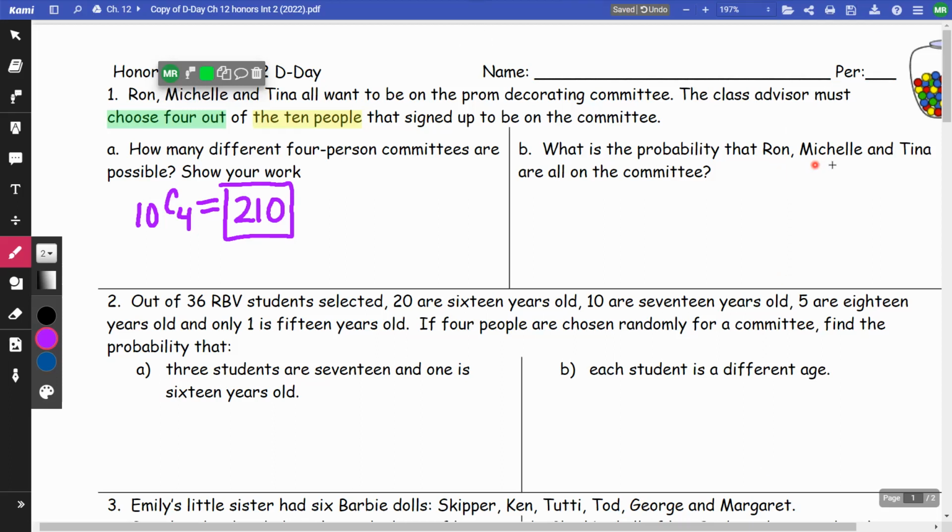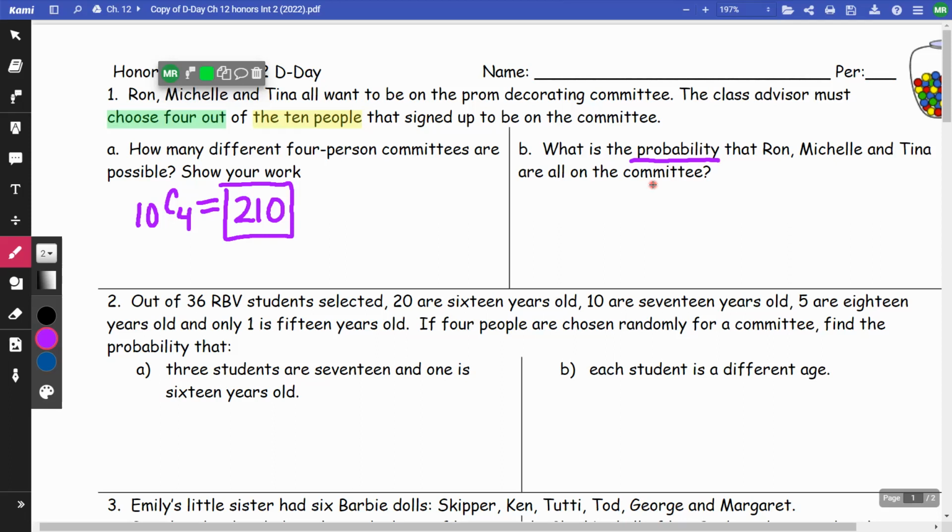What is the probability that Ron, Michelle, and Tina are all on the committee? The key word here is probability. We want 3 people to be on the committee, which means we're really going to be picking one other person. So we basically want all the ways we can pick one other person out of the 10, knowing that 3 have been picked already.